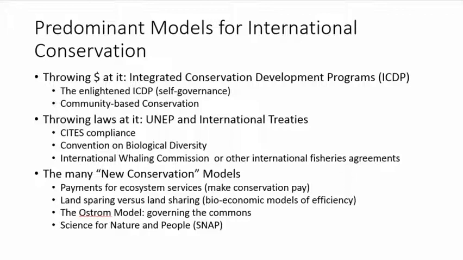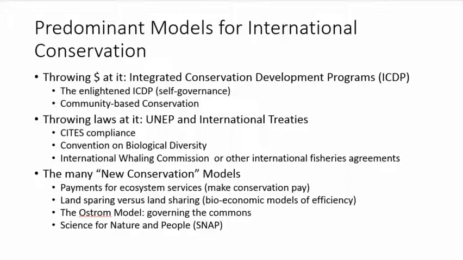So there's kind of old-fashioned ones of throwing money at it, the integrated conservation development programs, where the United Nations and USAID pay people to provide economic development and also try to develop conservation programs. So Man and the Biosphere reserves are a classic case of this kind of program. And there are now iterations of this, the enlightened ICDP: putting people on aid doesn't help them in the long run, you have to provide for self-governance and ways for people to become self-reliant, and community-based conservation is an outgrowth of this.